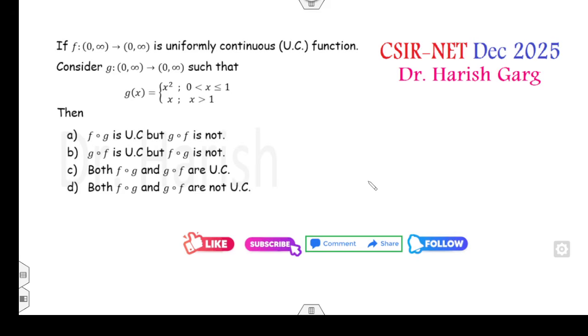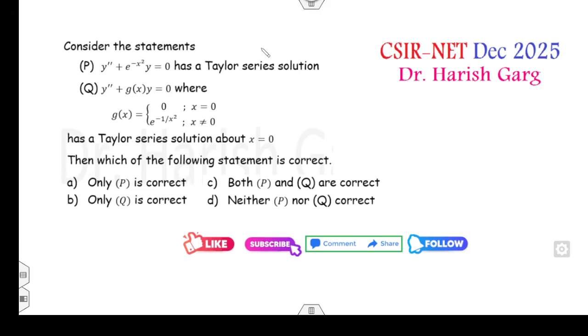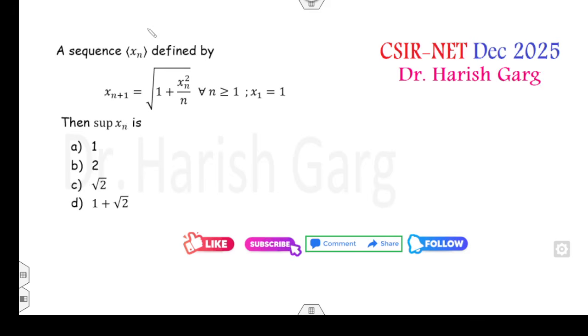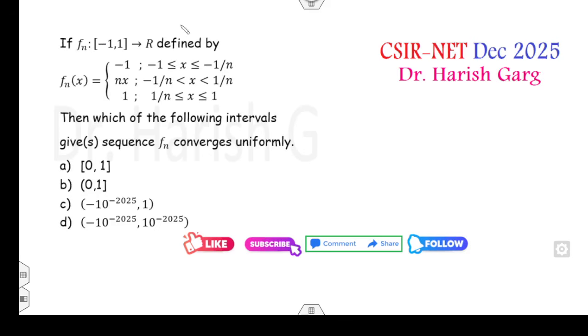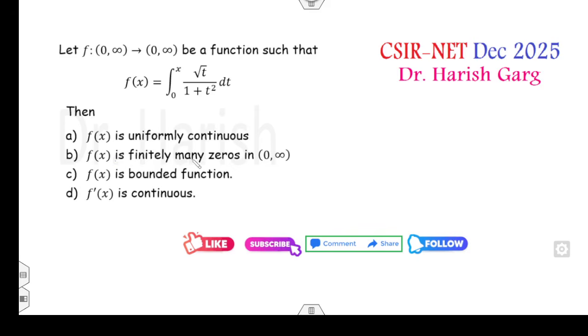Now, in this lecture, I will explain a few questions related to Part B and Part C. The first question is related to uniform continuity. The second question is related to differential equations and the Taylor series. The third question is related to real analysis, again a part of sequences. The fourth question is related to uniform convergence, again part of real analysis. And the fifth question is related to bounded functions, continuity, uniform continuity, and so on.